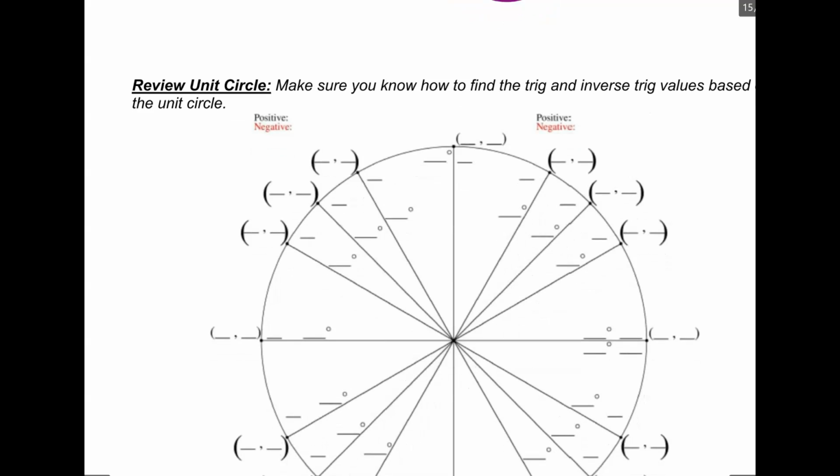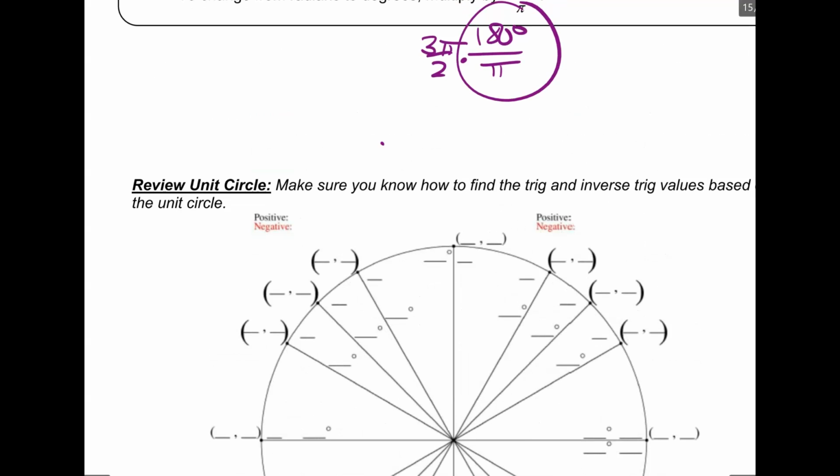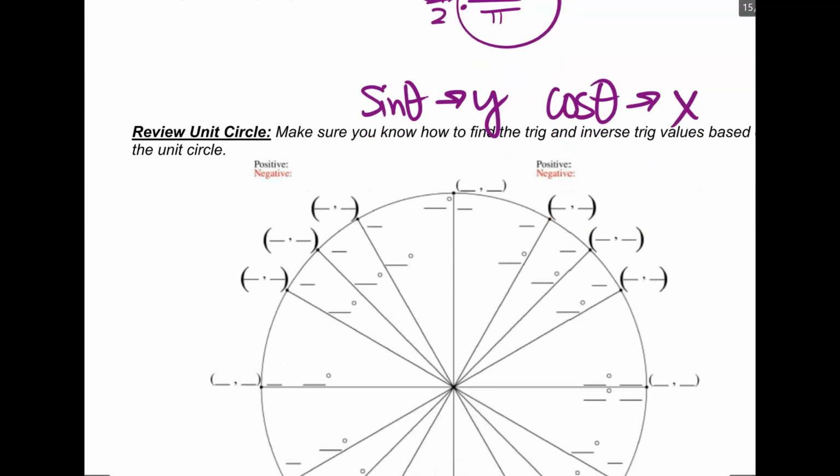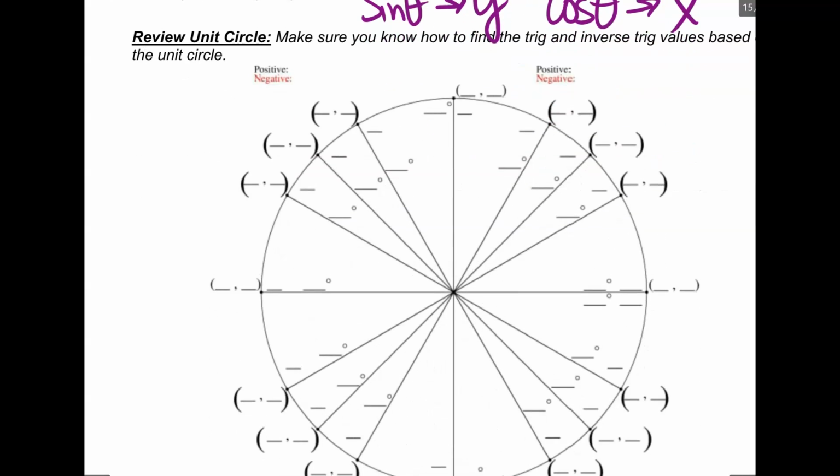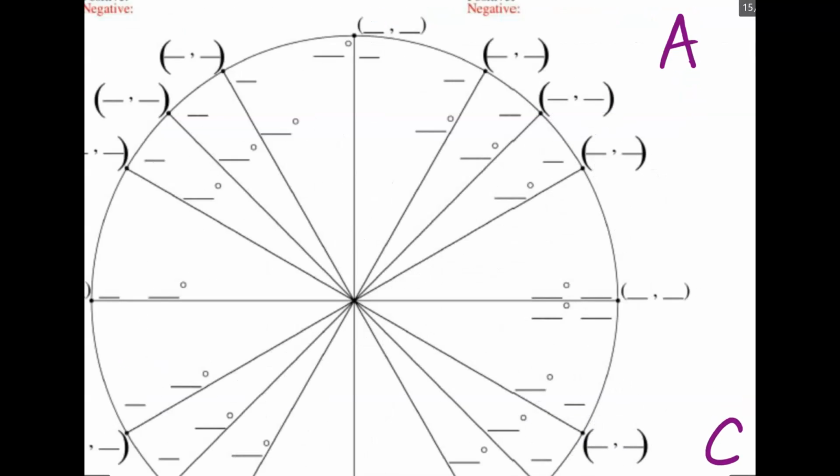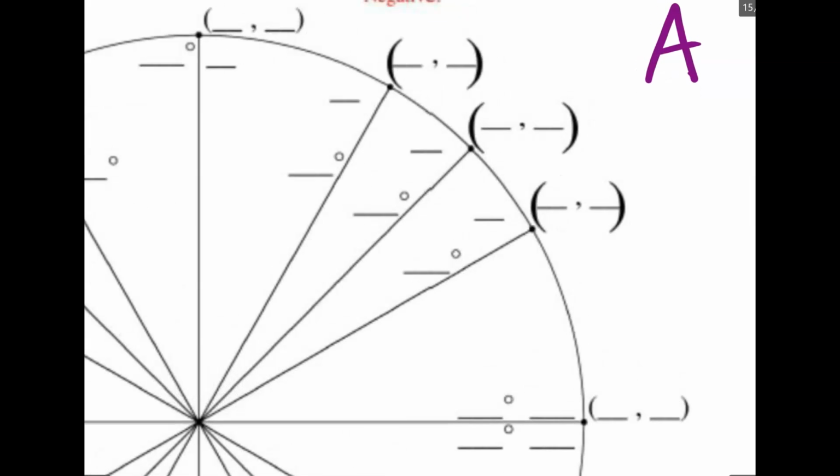So on the unit circle, we know that sine of theta corresponds to your y value. Cosine of theta corresponds to your x value. We also remember all students take calculus, so in the first quadrant, everything's positive. In the second quadrant, only sine is positive. Third quadrant, tangent's positive. Fourth quadrant, only cosine is positive. So let's go through the easiest ones first.